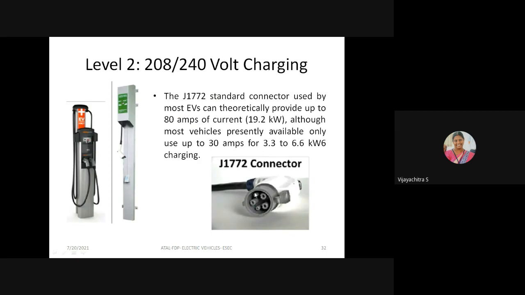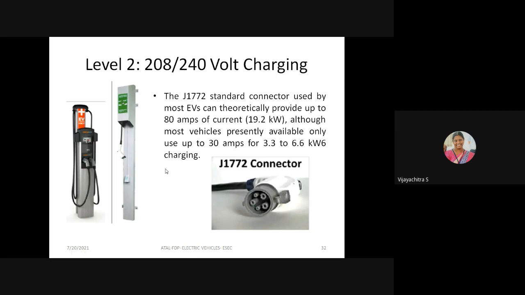And this is about level 2 voltage charging. So this is the charging station, and this is the connector J1772. This standard connector may be used by almost all electric vehicles. It can provide up to 80 amperes of current, driving nearly 19.2 kilowatts. And it can use up to 30 amperes for 3.3 to 6.3 kilowatts charging. This is about the 208 or 240 volts charging, the charging ports and stations.